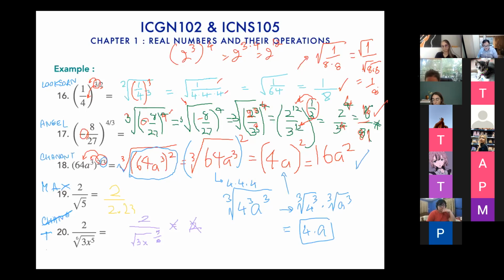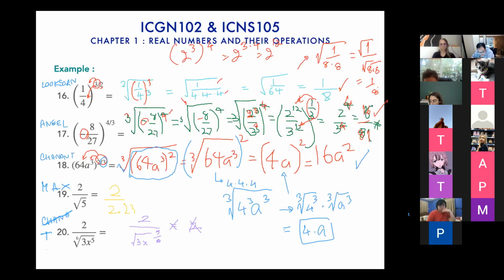Very good, Chanon, and the next one is for Max. I understand that you tried your best to find out what square root 5 is and you got 2.23. That's a good attempt, but if you are asked to simplify this term, it means that you make it into another form that is different from what we write here.